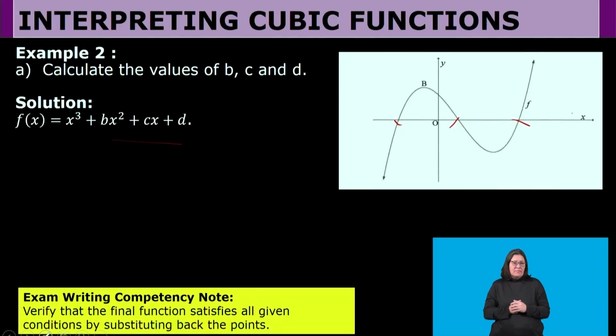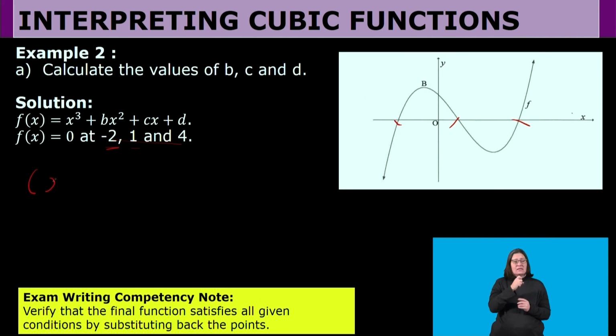You've been given the roots of the equation. So in other words, you've been given the equation of the cubic function in factorized form. Okay, let's see how you've been given that. We know that minus 2, 1, and 4 are our roots. So therefore, x plus 2 was a factor of this graph, x minus 1 was a factor of this graph, and x minus 4 was a factor of this graph.